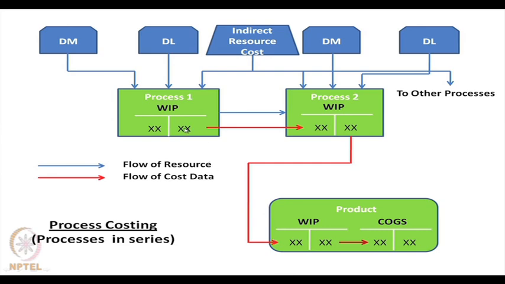So, as items or goods are transferred from one process to another, costs are also transferred. They are credited here and debited to the account of WIP of the next process. Similarly, when it is moving to the final product inventory, this is credited to the work in process account of process 2 and debited to the work in process of the final product.